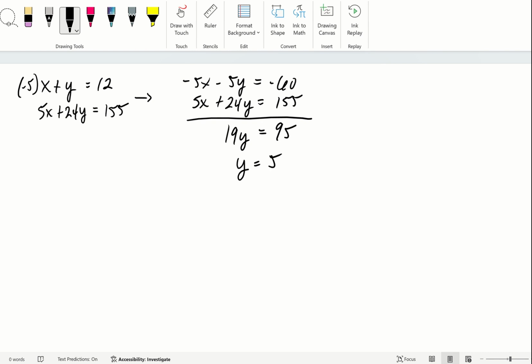And then I'm going to take that y equals 5 and plug it in, or substitute, to solve for x. So x plus 5 equals 12. So x is equal to 7. So in this case, we're going to have 7 bracelets and 5 necklaces.